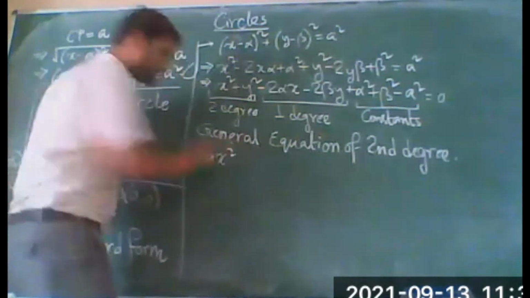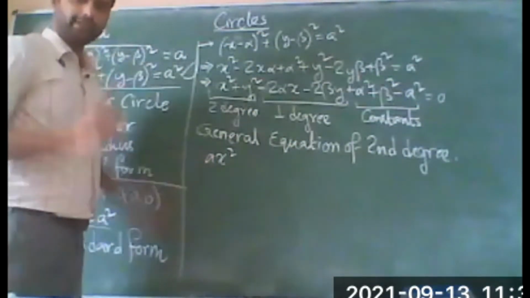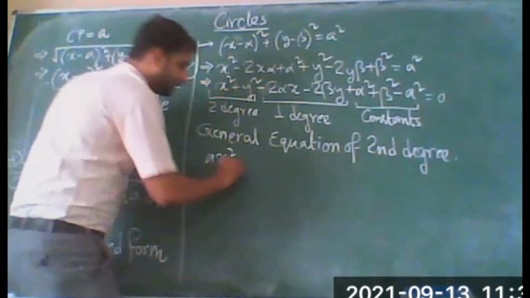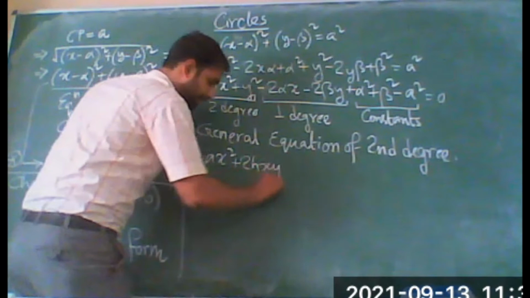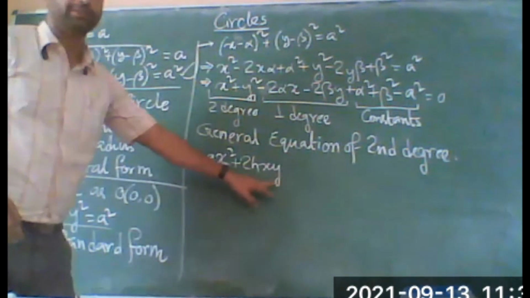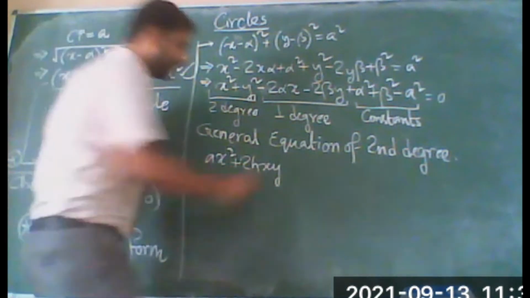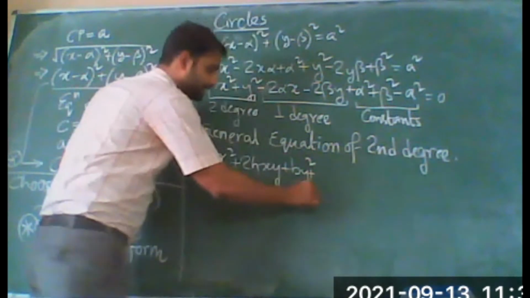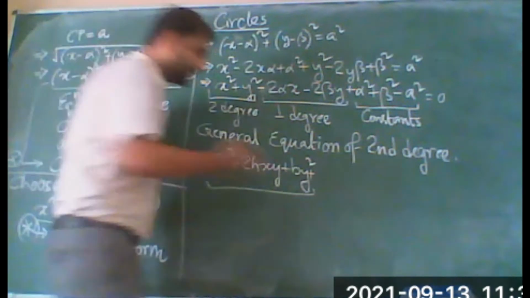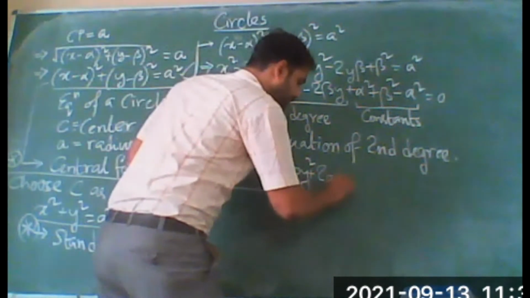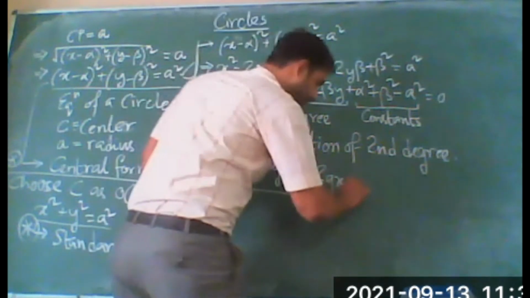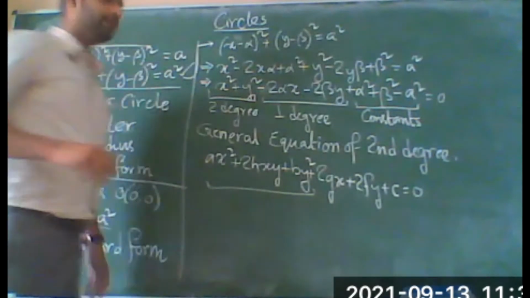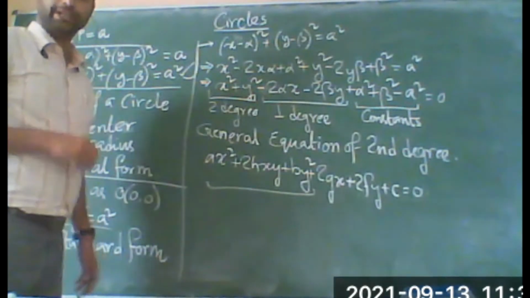There will be 2-degree terms like ax square. With each term there will be a constant in general. So ax square plus 2hxy. This is also a second-degree term because it's the product of x and y. Plus by square plus, so this is the second-degree part. Then it is coming as the first-degree expression like 2gx plus 2fy plus the constant term c. This is called the general equation of second degree.